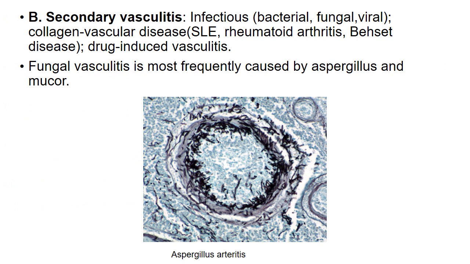So there are some secondary causes of vasculitis like infections, bacterial, viral or fungal, collagen vascular diseases like SLE and rheumatoid arthritis, and drug-induced vasculitis. Fungal vasculitis is most frequently caused by aspergillus and mucormycosis. So what is this? This is nothing but fungi which are branching at acute angles, as you can very well see, and this is an aspergillus associated vasculitis.